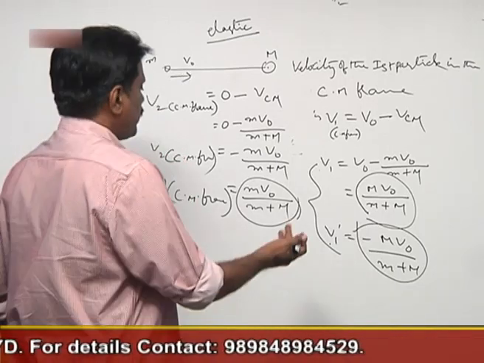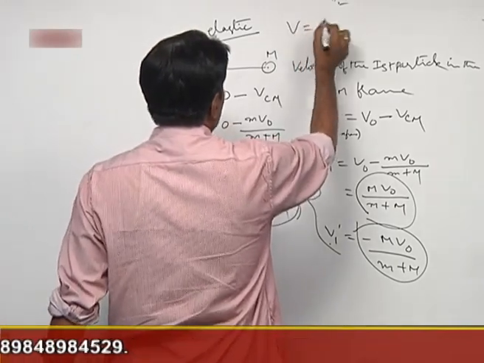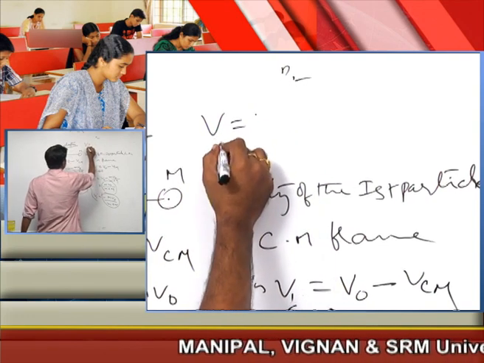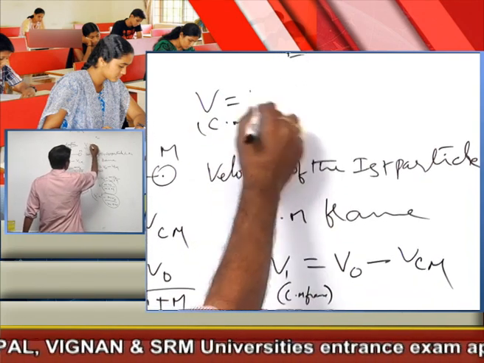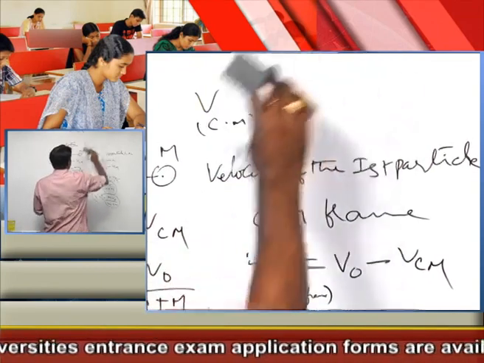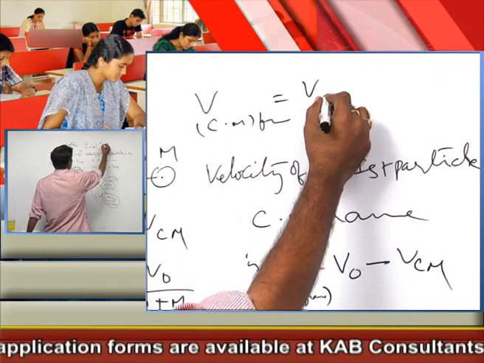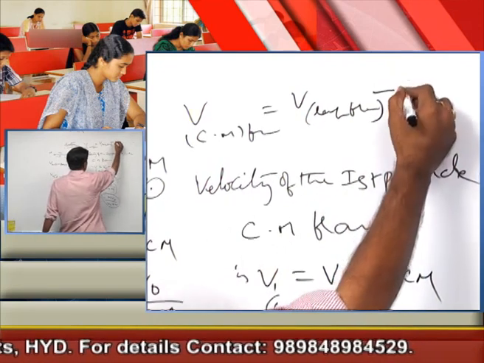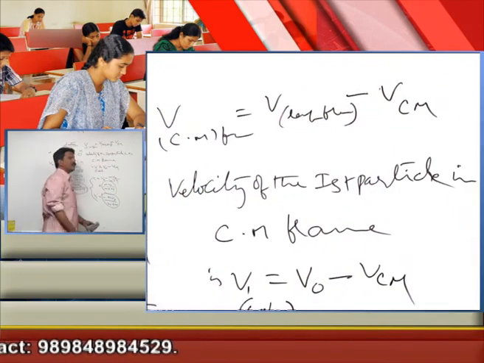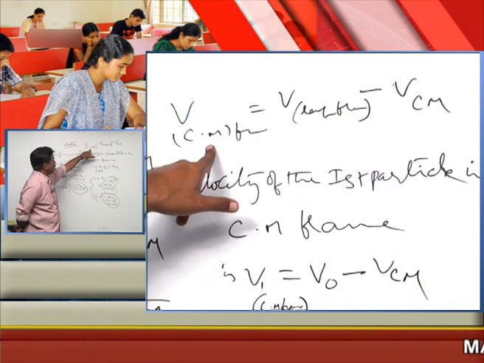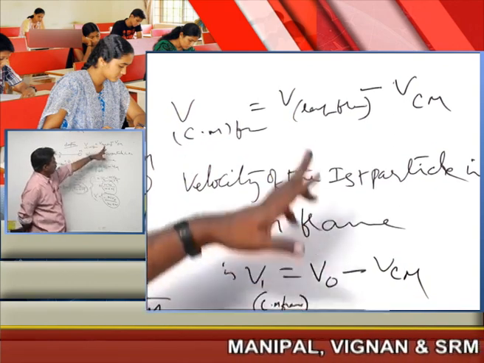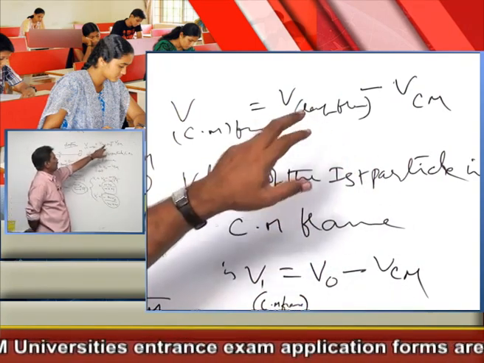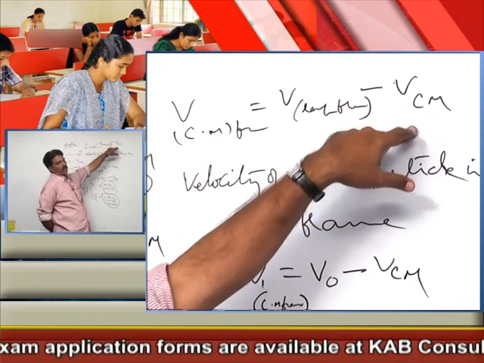Again, we can do it like this. Velocity of the particle in the CM frame is equal to, we have the formula now already, velocity in the lab frame minus velocity of center of mass. This is the formula. Velocity in the CM frame for any particle is equal to velocity in the lab frame, and by lab frame I mean earth frame, normal frame, minus velocity of center of mass.